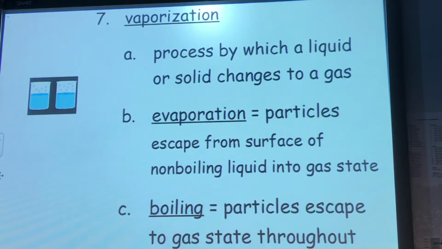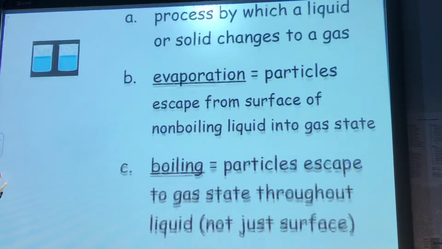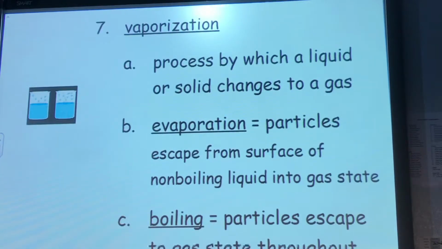Okay, another property of liquids, besides the several we've already talked about, is that they can undergo something called vaporization. What is vaporization? Well, it is simply the process by which a liquid or solid changes into a gas. There are a couple of ways that liquids can undergo vaporization. The most common thing that we see of liquids undergoing vaporization is evaporation.